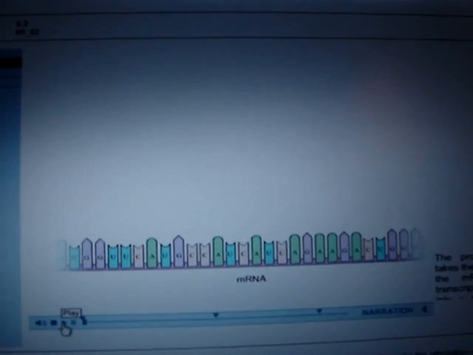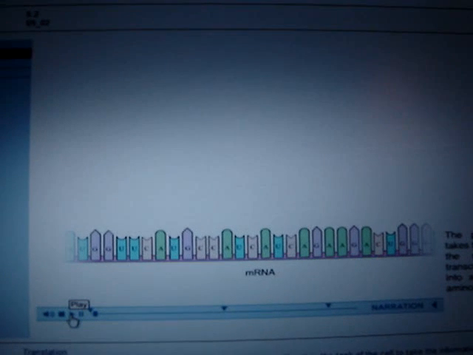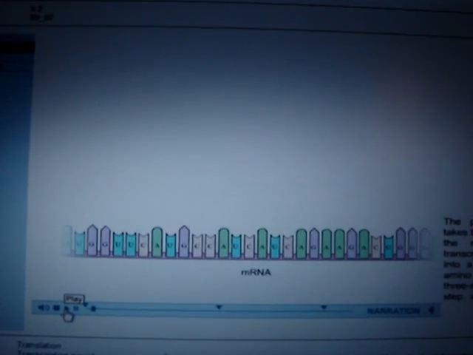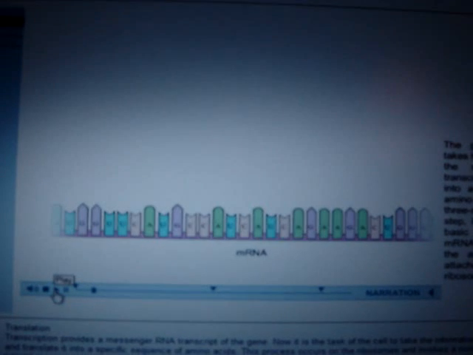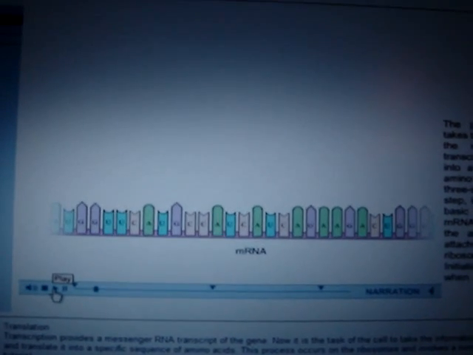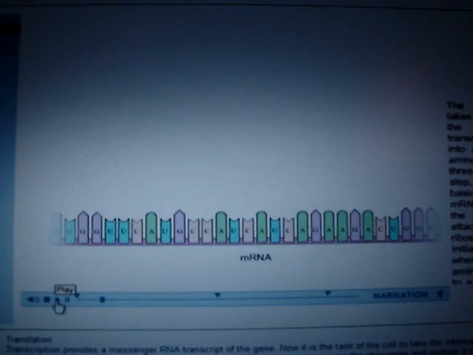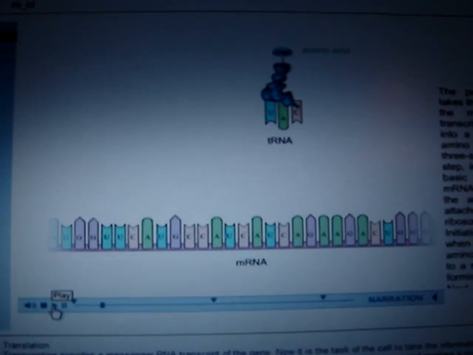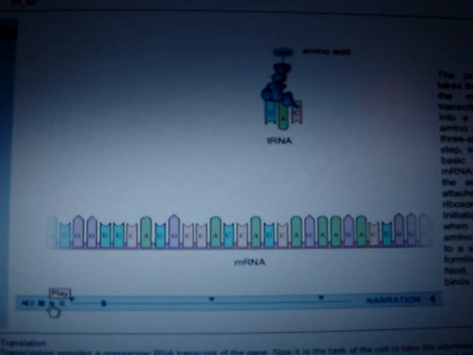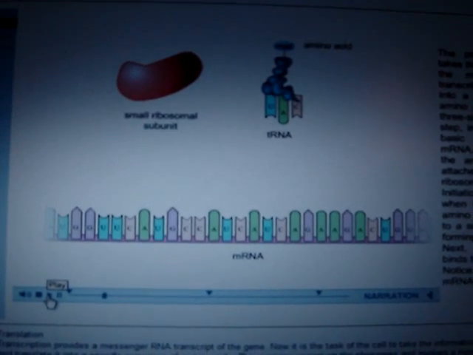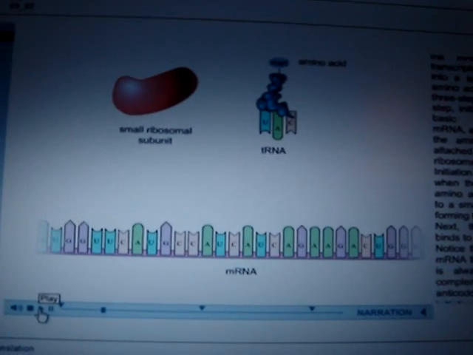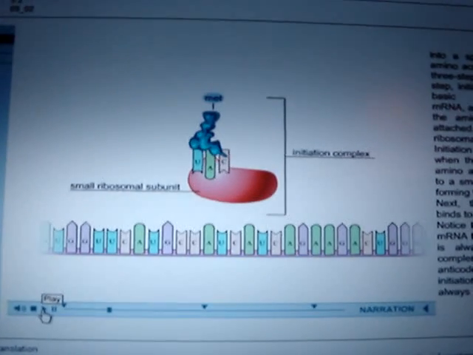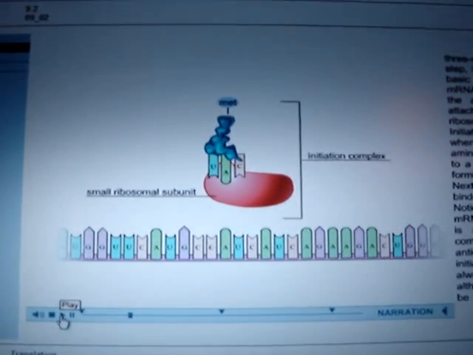The process of translation takes the information stored in the mRNA produced by transcription and translates it into a specific sequence of amino acids. Translation is a three-step process. The first step, initiation, requires three basic components: the mRNA, an initiation tRNA with the amino acid methionine attached, and a small ribosomal subunit. Initiation of translation begins when the tRNA carrying the amino acid methionine binds to a small ribosomal subunit, forming the initiation complex.